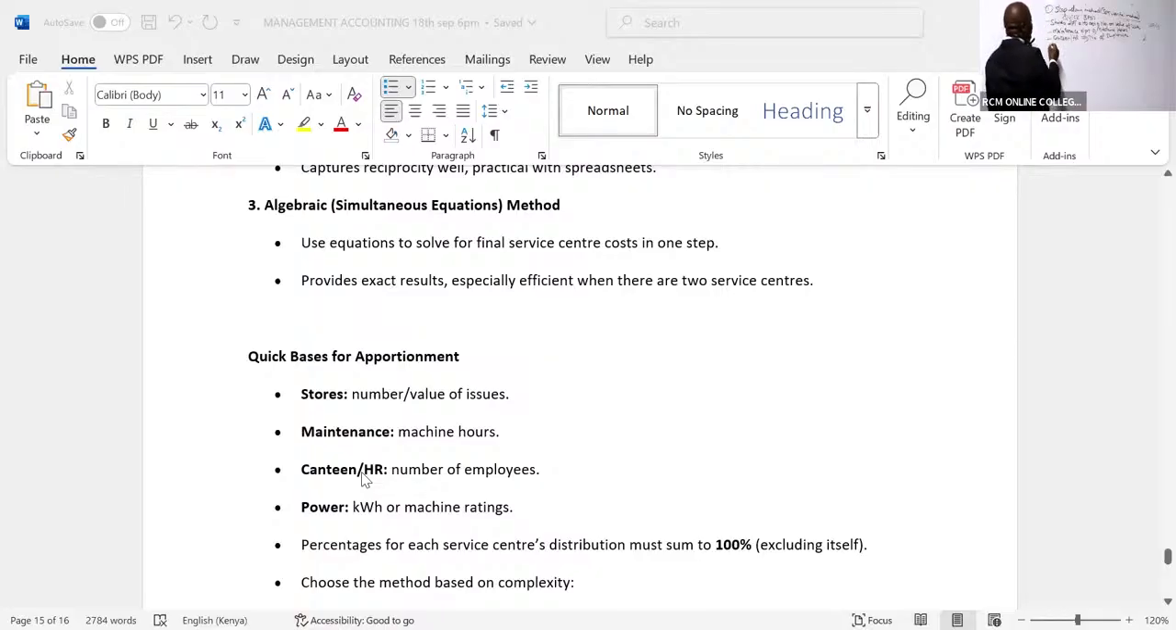Then we have power. For power, we shall either use kilowatts or machine ratings. If you have ever seen these big machines, they normally have power ratings. These are heavy duty machines, which will, for example, use horsepower. The bigger the machine, the more power they'll be using.